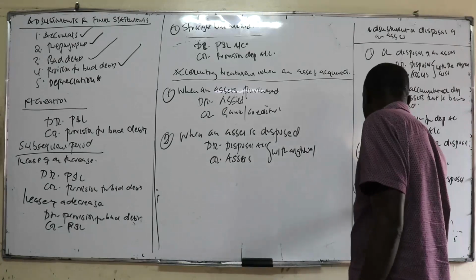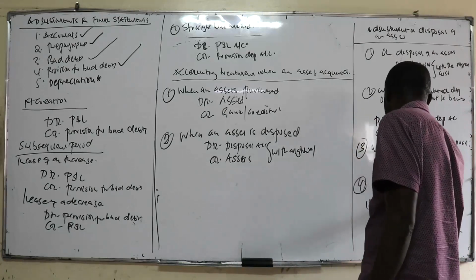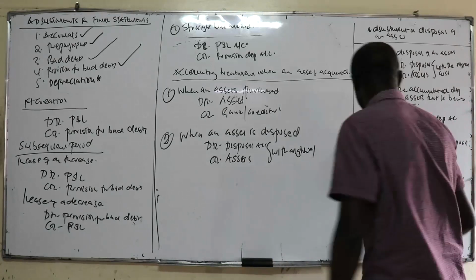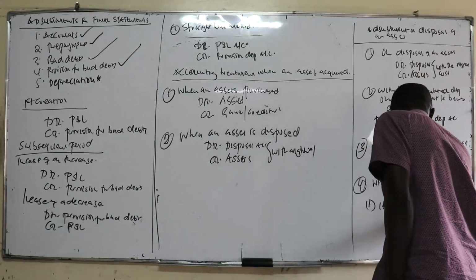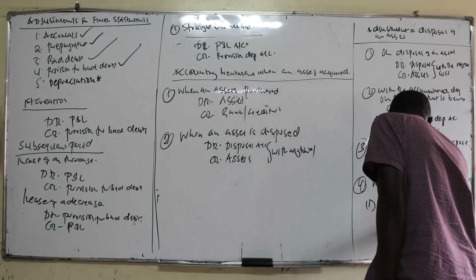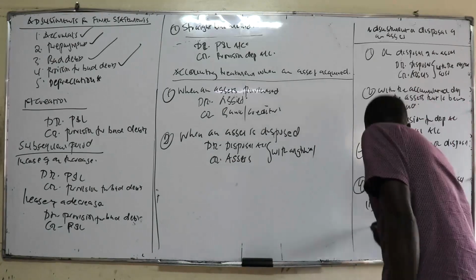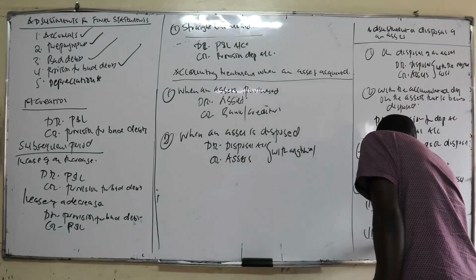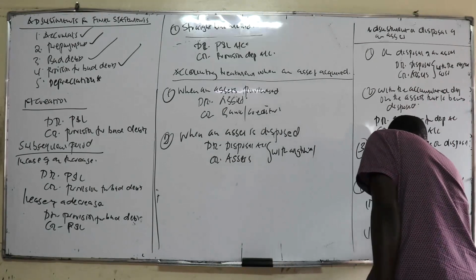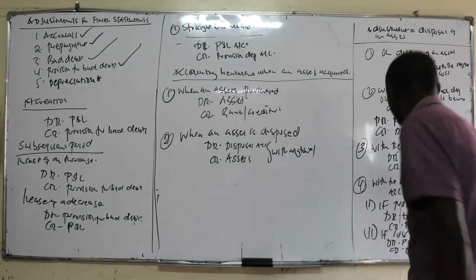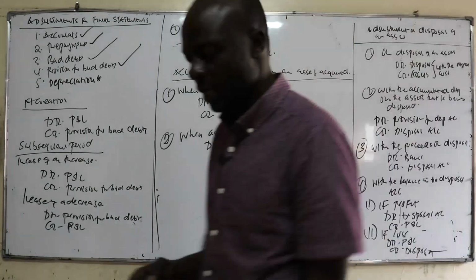one, if profit, you debit disposal account and you credit profit and loss account. Two, if loss, you debit profit and loss account and you credit disposal account. Very important. Those are very important entries.